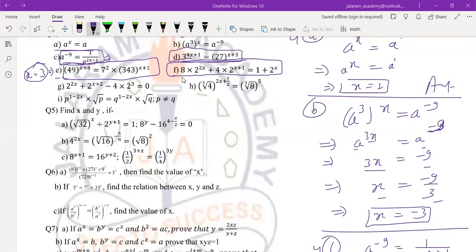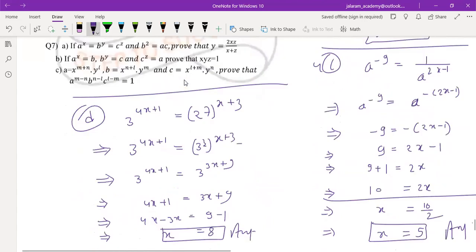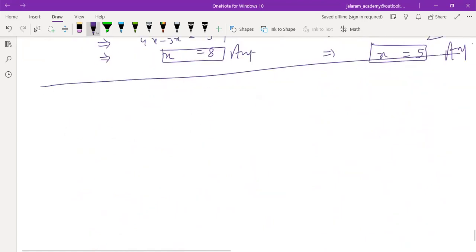Sir, doubt in question 4F. Yes, read the question number 4F. Sir, I don't have the sheet. 4F. 8 into what?